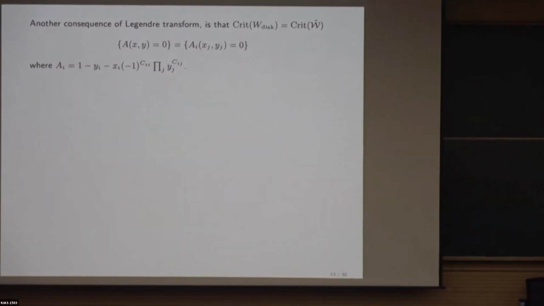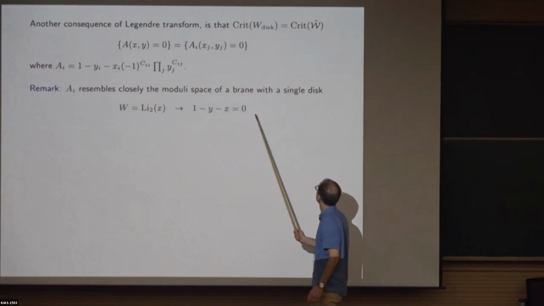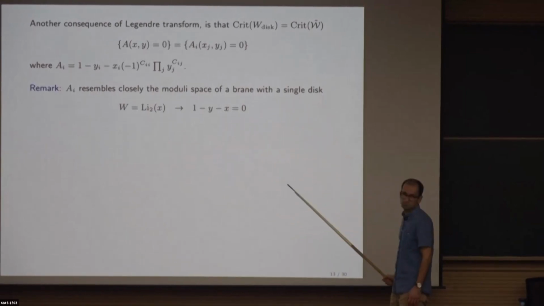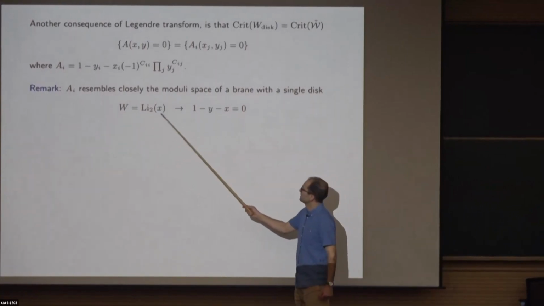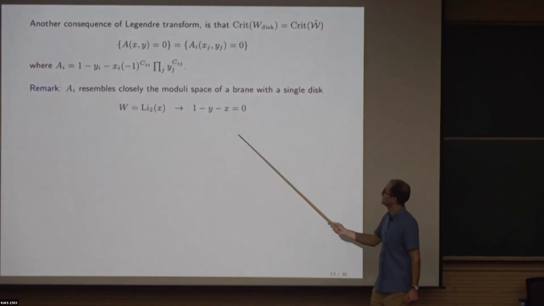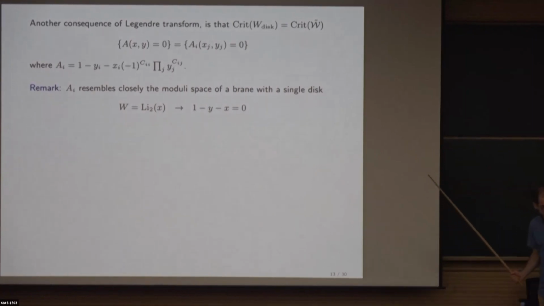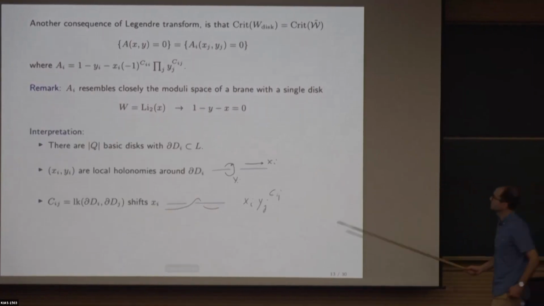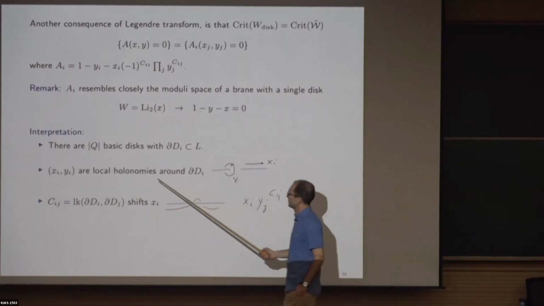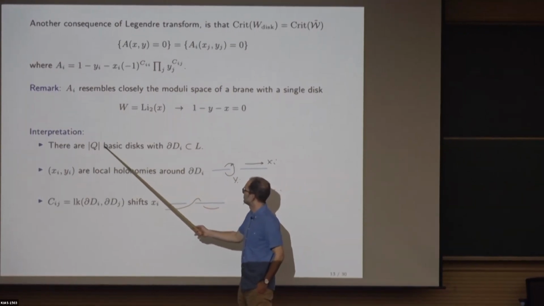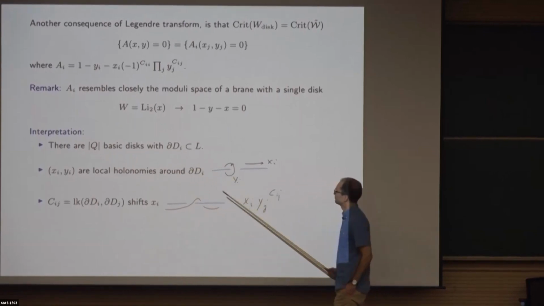And that's interesting because it's going to tell you something now about the basic disks. So first of all, if you have a brane with a single disk, okay, so the prototype of that is the toric brane in C3, then the disk potential in that case would be a single dilogarithm, and the moduli space of the brane would be described by 1 minus y minus x. Okay? Now, that's very similar to these polynomial constraints. So what does that mean? It means that we can think of this as having a number of basic disks, one for each node of the quiver, and their boundaries will lie in L.